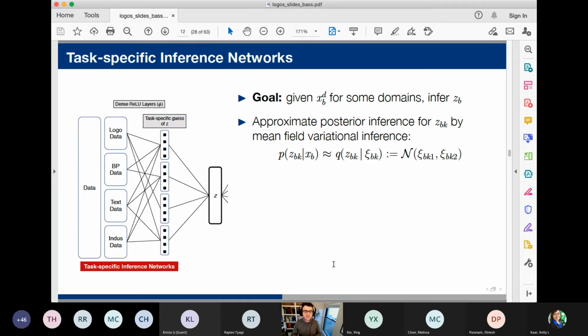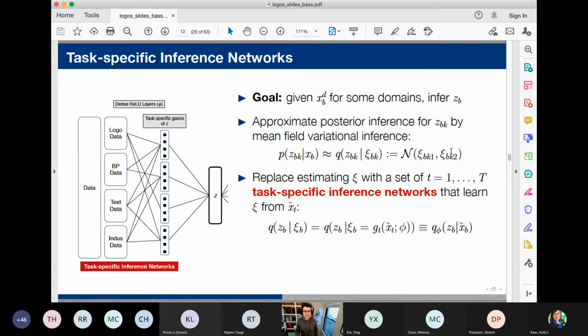That is, we're going to posit that the posterior for all of the components of z can be approximated by a simple normal distribution, where there are specific parameters for the brand and for the component of that distribution, for that component of z, b and k. Then we've just kicked the can down the road in some sense. Now we need to figure out, given data about a brand, what are these parameters of that approximation?